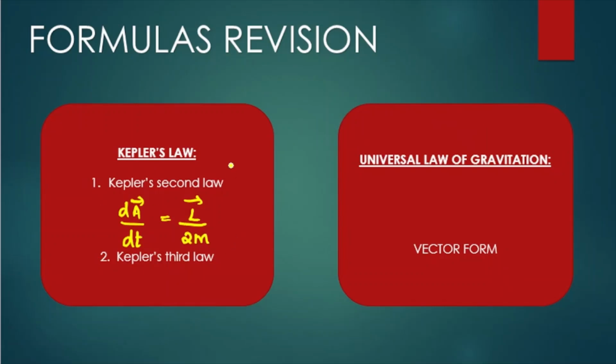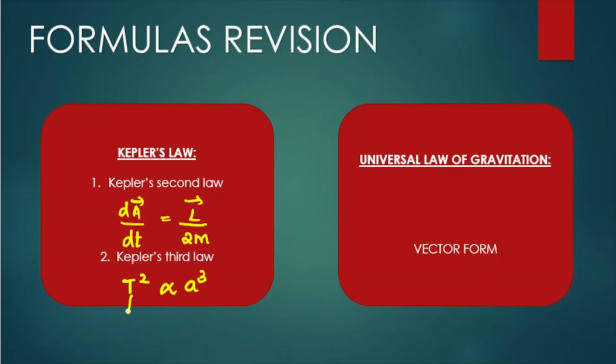And we also saw Kepler's third law, right? So what does Kepler's third law state? Kepler's third law states that the square of the time period is directly proportional to the cube of the semi-major axis. So your T square is directly proportional to a cube.